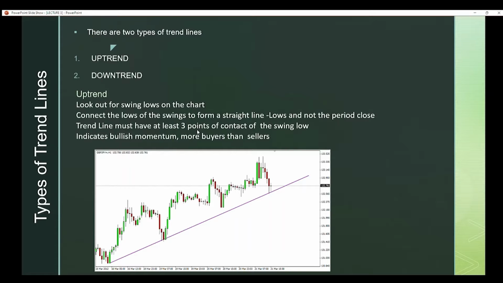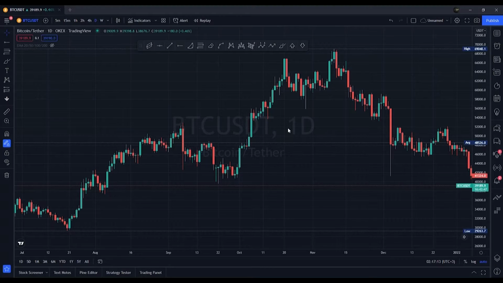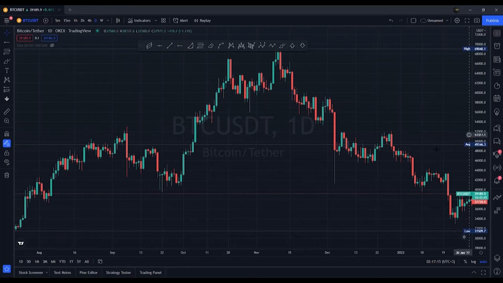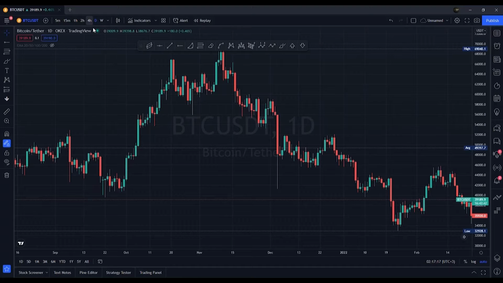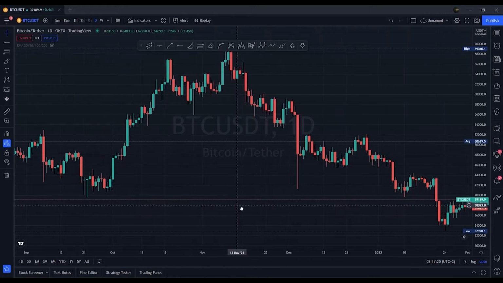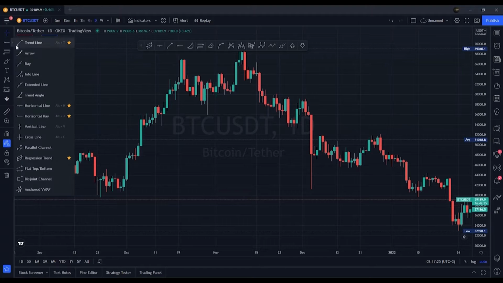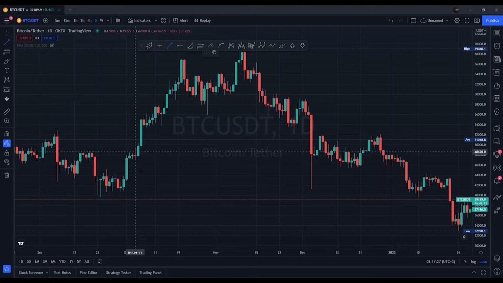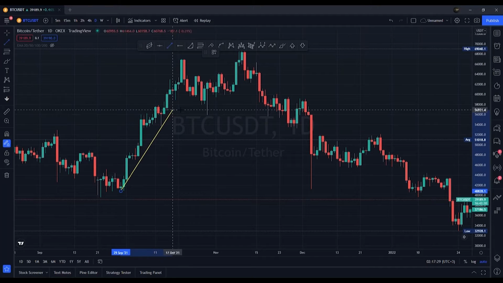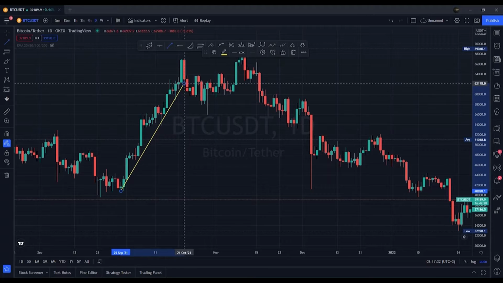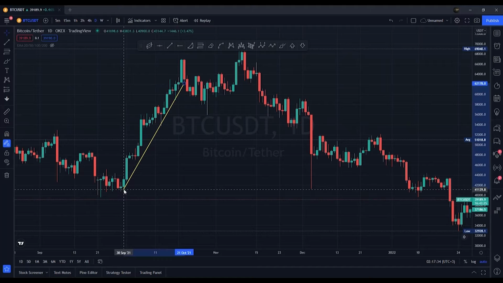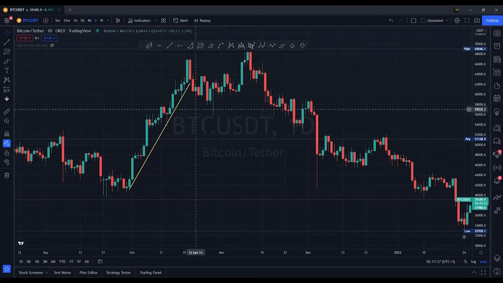And an uptrend indicates bullish momentum, more buyers than sellers. And now let's draw some trend lines, like an uptrend line or downtrend line. We are going to use the trend line tool. This is connecting the swing highs and the swing lows.